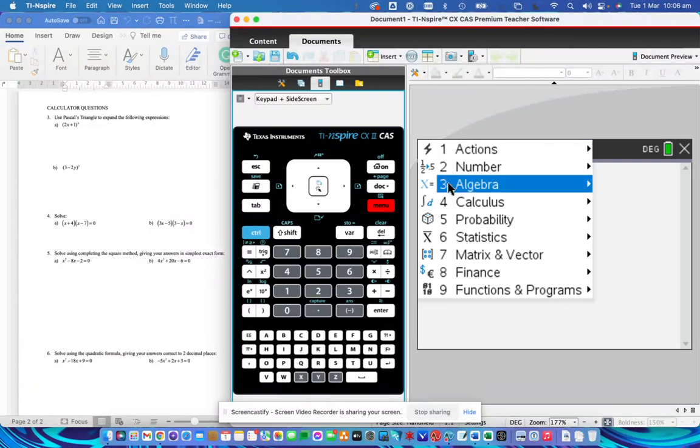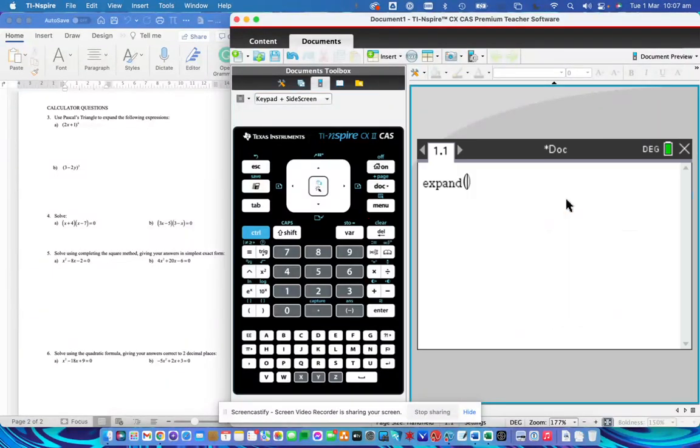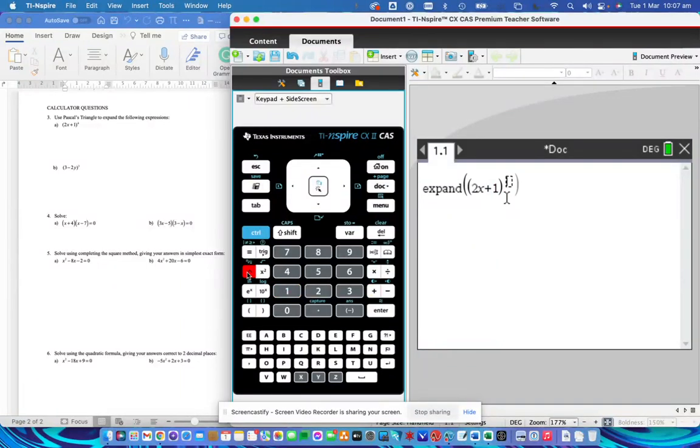So I can go to menu, I can go to algebra, I can then go to expand. You could also just type in the word expand. And then remember, you need inside brackets as well. 2x plus 1. Then you can use this to the power of 4. And then you type in 4. Press the arrow button to get to the end of it. Close the bracket and press return.